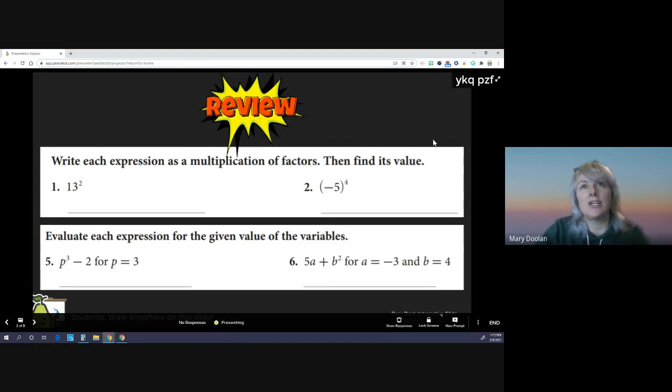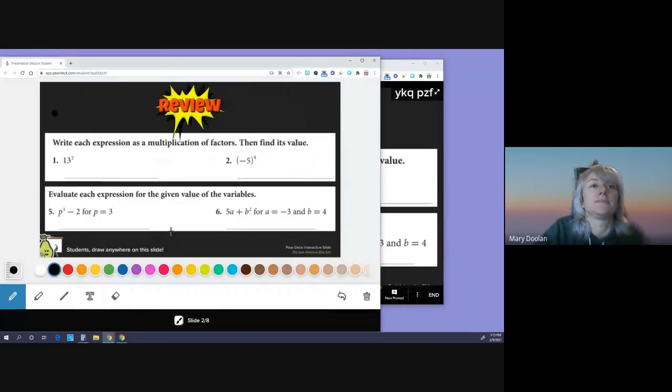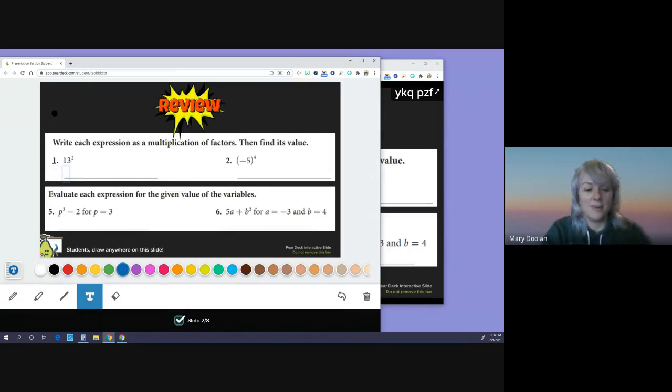So this first slide here is a review slide, which means these are things you have learned how to do in the past. And I want you to remember how to do them. For the first two, write each expression as a multiplication of factors, then find its value. You can use the text tool, pick one of these colors. 13 squared, that means 13 times what? Is it times 13 or is it times 2? Then figure it out and write what it equals. Then repeat this same thing for number 2.